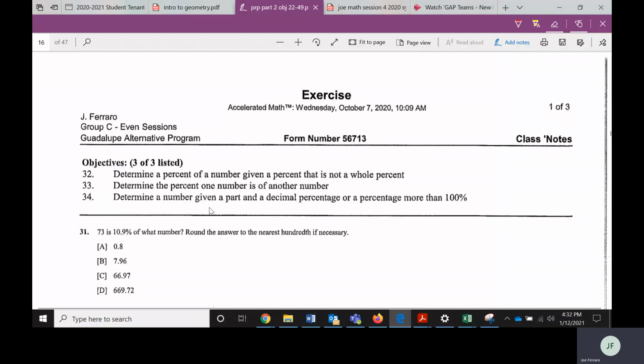So objectives 32 and 34 are very, very similar to a few objectives we had in the last session. You had math, but now the numbers are going to be just a little different to work with. There's going to be more decimals involved, some bigger than 100%, some way smaller type decimals and things like that.